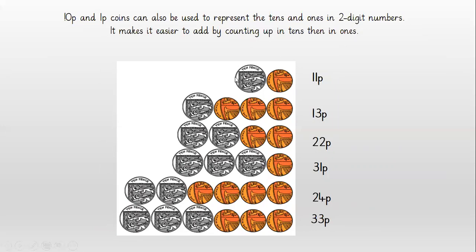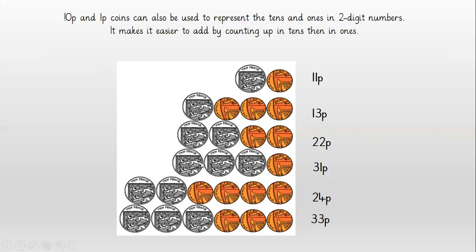For the first one, I've got 10, 11. Second, I've got 10, 11, 12, 13. Then I've got 10, 20, 21, 22. Now, it's really important to make sure that transition, when you're counting from the tens to the ones, you don't forget you're not counting in tens still, you're moving over to the ones.